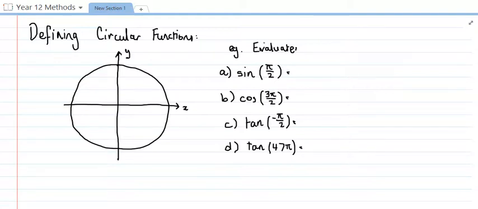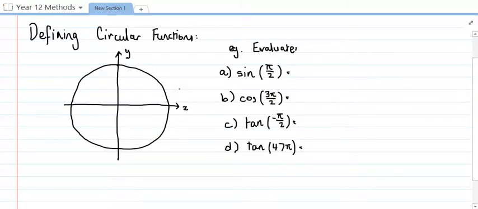Now, we're moving on. So we want to have a look at how we can actually use the unit circle to evaluate some of our sine, cosine and tangent functions. So you might remember from the first video that we measure angles in radians, and we always measure from the positive direction of the x-axis.